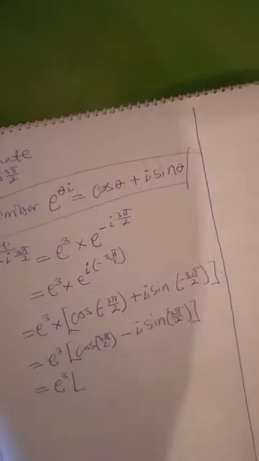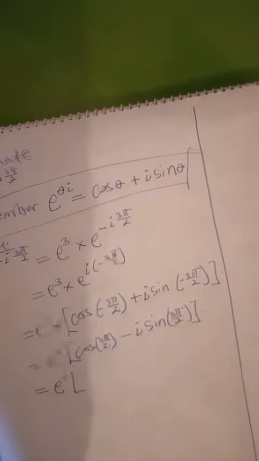Okay, the next step, e raised to power 3 here. What is 3 pi over 2? Pi alone is 180. So 180 divided by 2 is what? 180 divided by 2 is 90. So 90 times 3 is 270. So what is cosine 270?